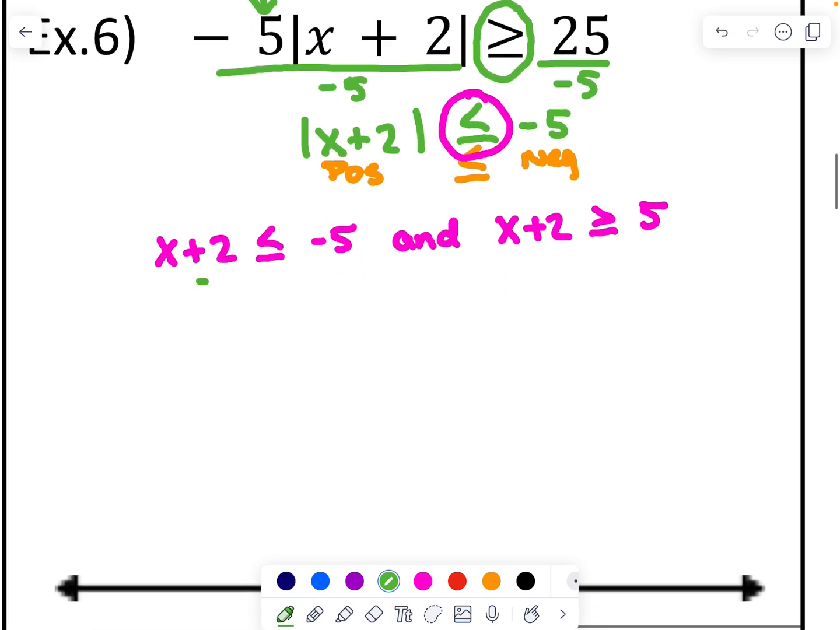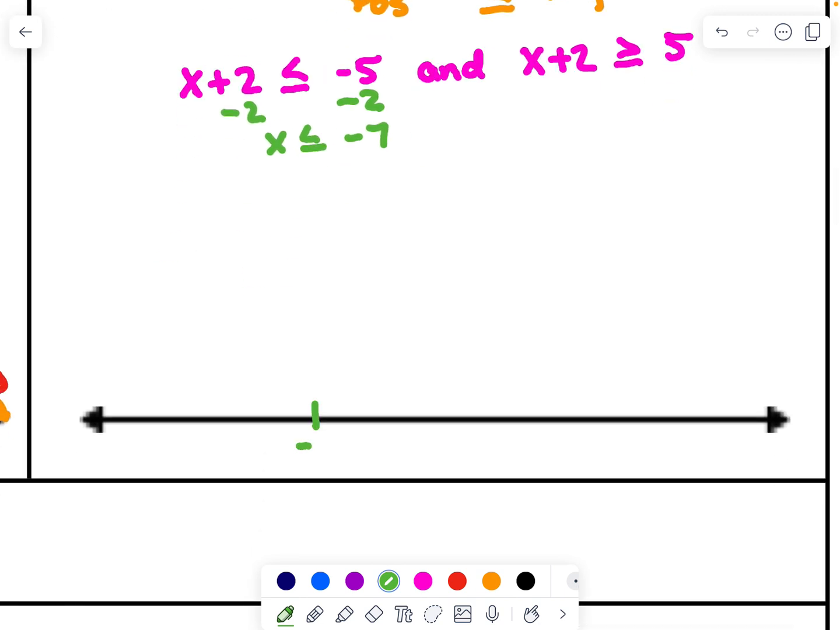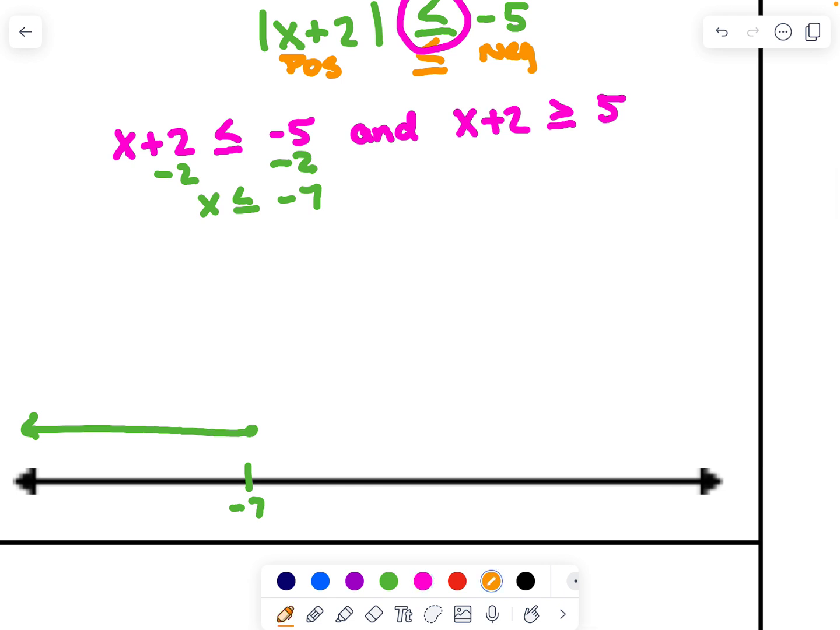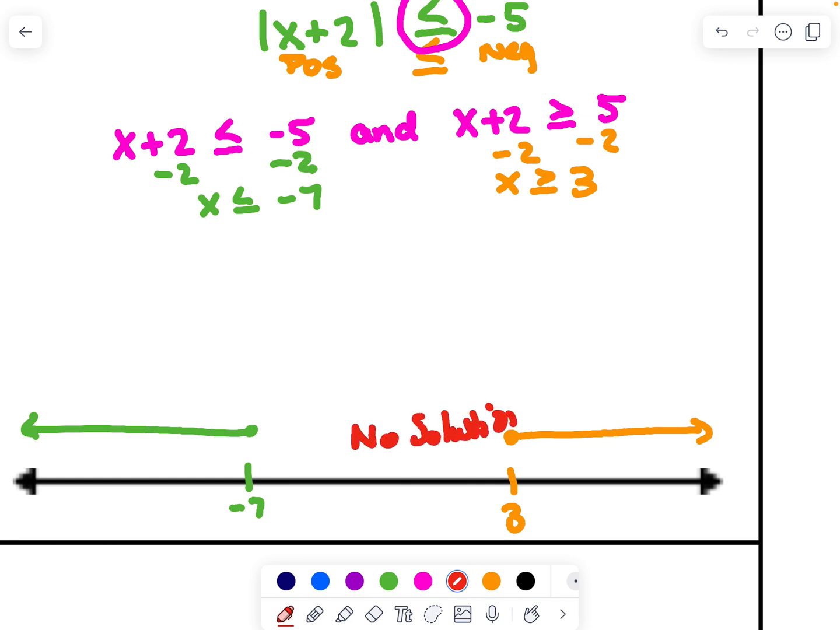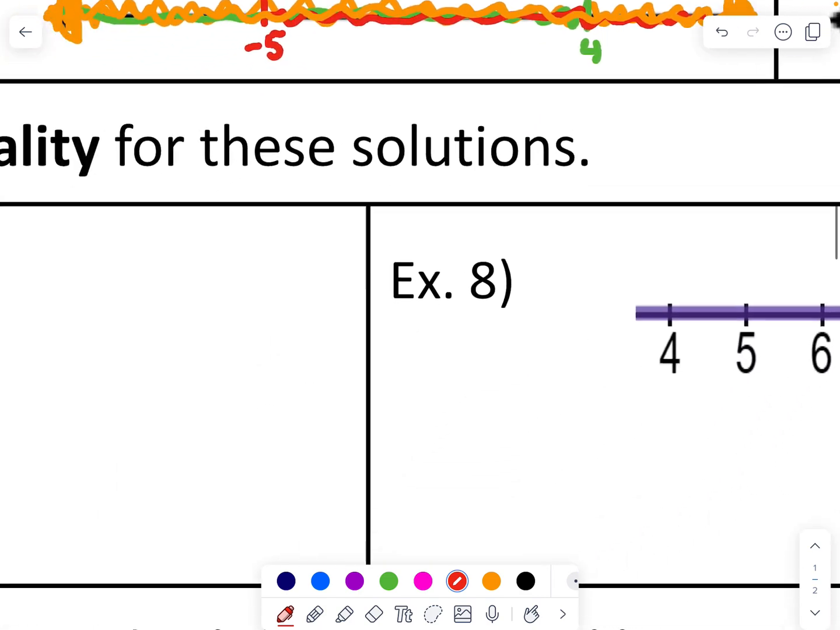Okay, so if we were solving this, we would subtract 2, x is less than or equal to negative 7. So let's say negative 7 was right here, and we went less than or equal to negative 7. So the only part of our solution has to be in that area because it has to be in both of the areas, right? So we're going to subtract 2, and we get x is greater than or equal to 3. But wait a minute, 3 is over here. And so if I'm going to be greater than or equal to 3, I'm here. Do these overlap at all? No, they don't. And that's why there's no solution.